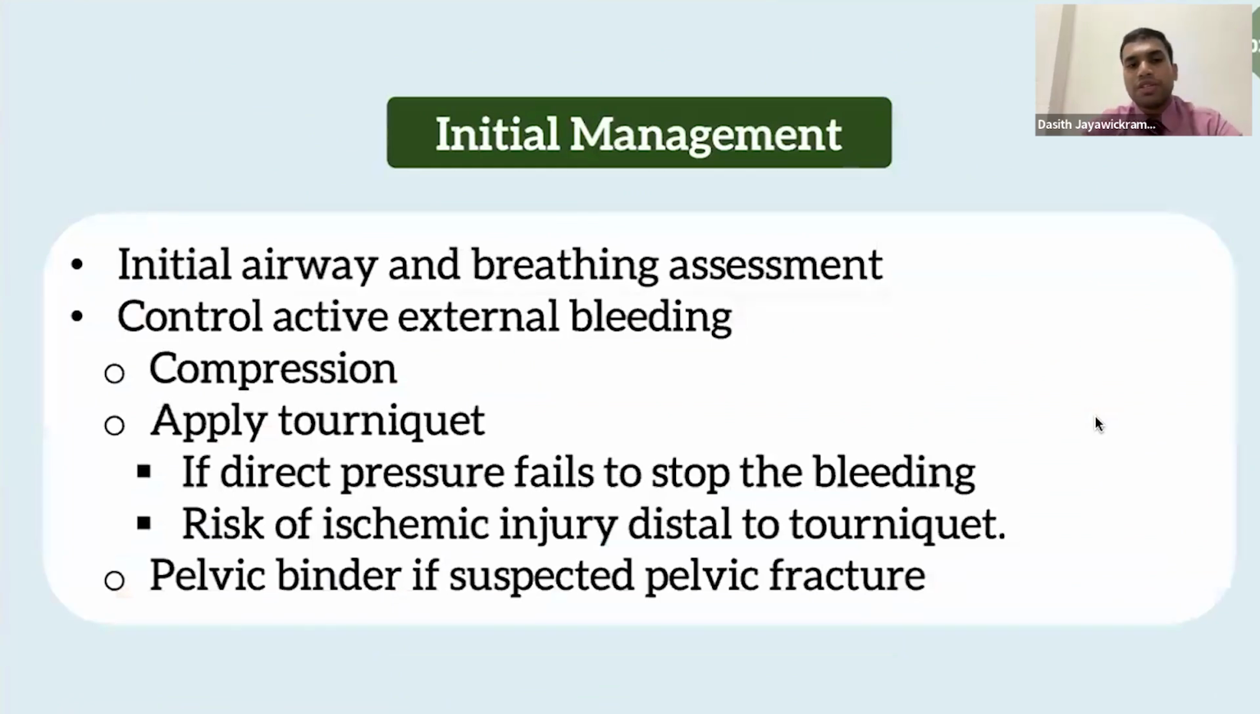So how do you manage? So initial airway and breathing assessment we have to complete first. Once that is done, control active external bleeding. Apply compression, apply a tourniquet if the pressure fails to stop the bleeding. But we need to understand that if we apply a tourniquet, there's a risk of ischemia to the distal part of the body beyond the tourniquet, and we should be aware that we had applied a tourniquet. So we need to try and remove it. And if there's a suspected pelvic fracture, apply a pelvic binder to compress the pelvis to prevent further bleeding in the pelvis.